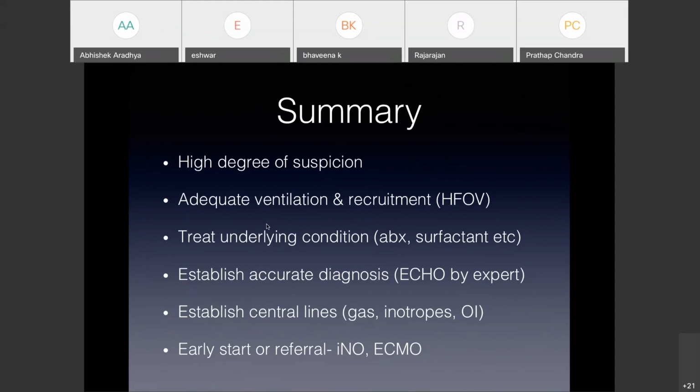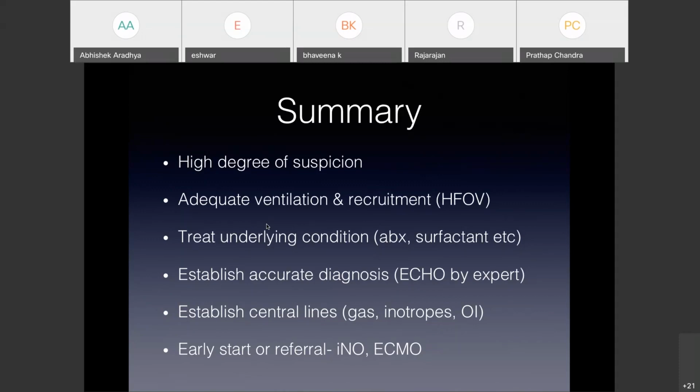But most importantly, if things are not going well, I would revisit from the basics. Get the echo done. I know a lot of you are doing bedside echoes. Guys, in these circumstances, echo by an expert cardiologist is extremely, extremely important. And it goes without saying, establish central lines in managing these very, very difficult babies, because you'll be needing very frequent gases to calculate the oxygenation index. You need central lines to administer inotropes. Without central lines, please don't administer inotropes.